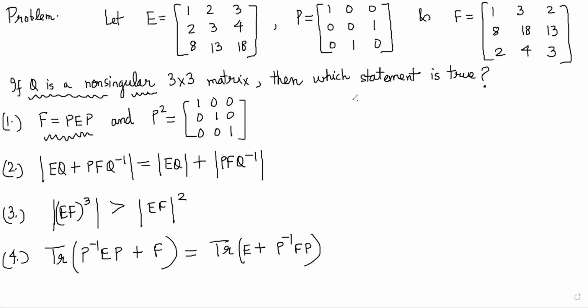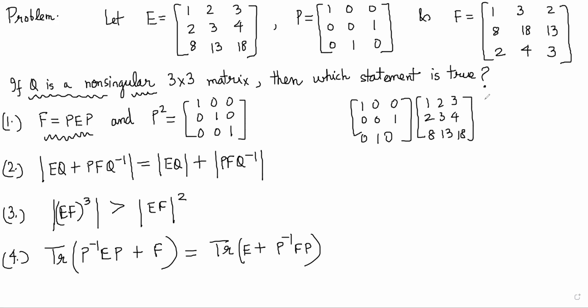So what is PEP? Let's do that. 1 0 0 0 0 1 0 1 0. And E is 1 2 3 2 3 4 8 13 18. And again P is 1 0 0 0 0 1 0 1 0. When we multiply, we can either multiply the first two and then multiply with the third, or do the last two first. So let's multiply the first two. You'll do 1 0 0 multiplication.